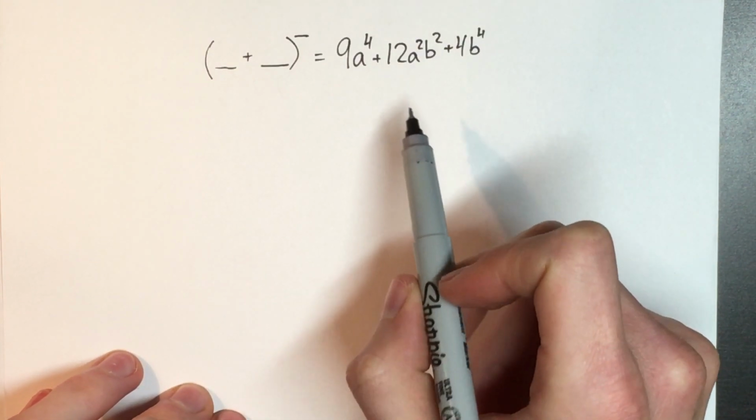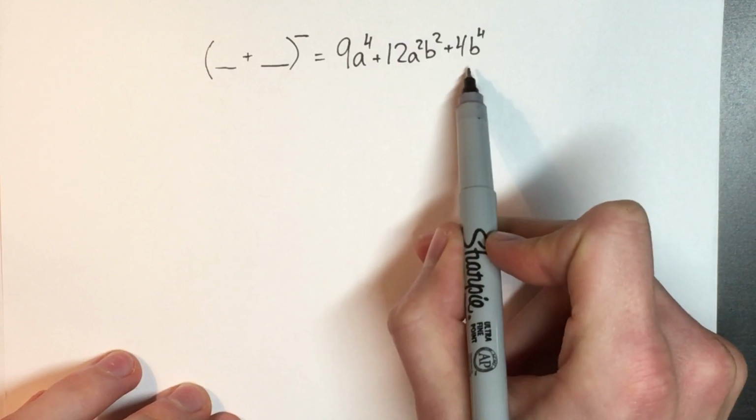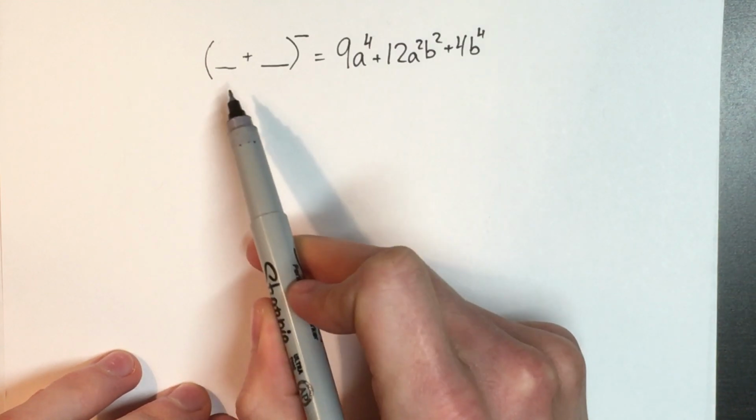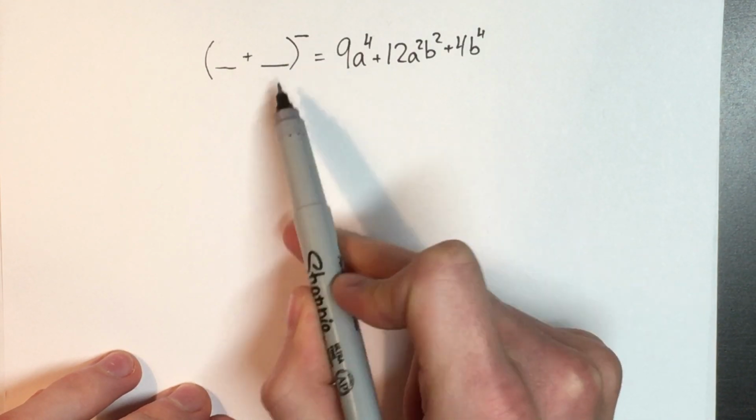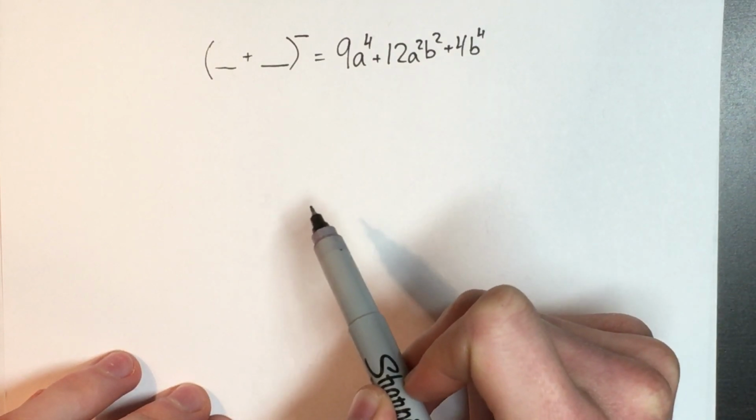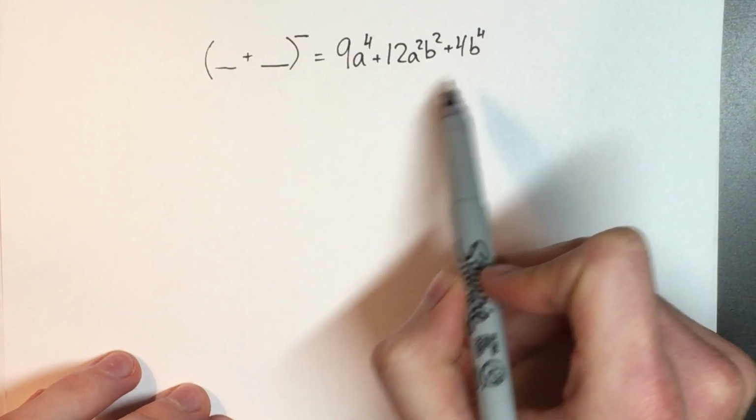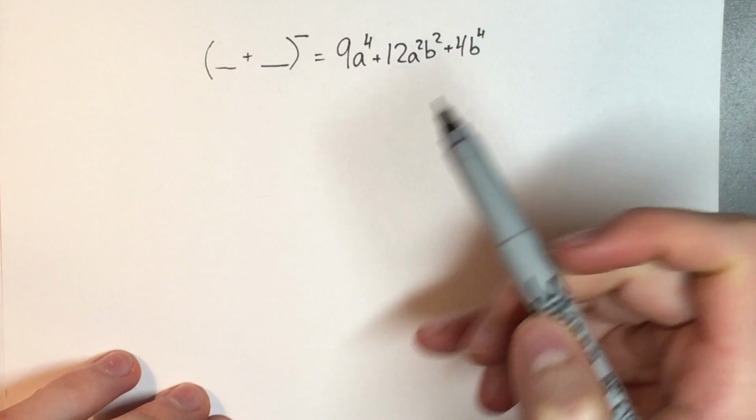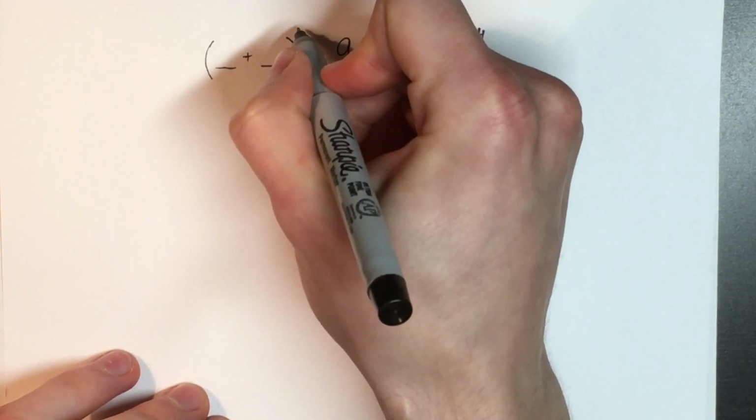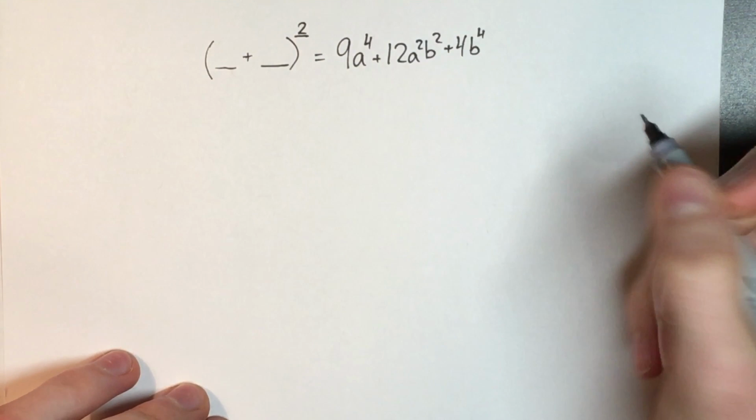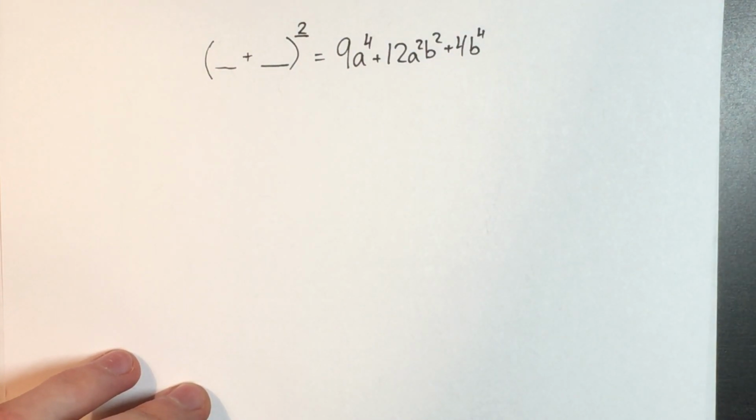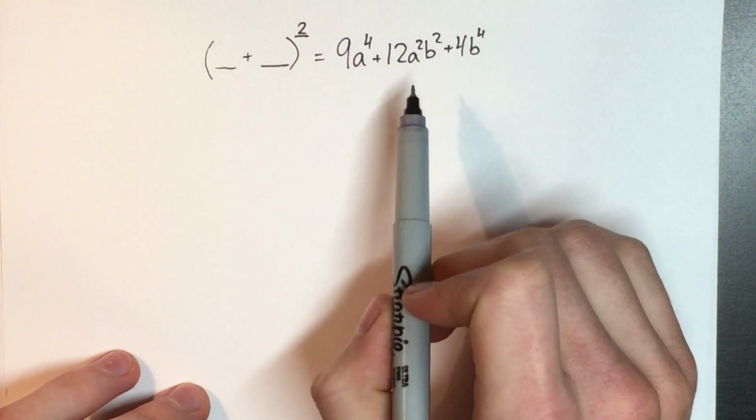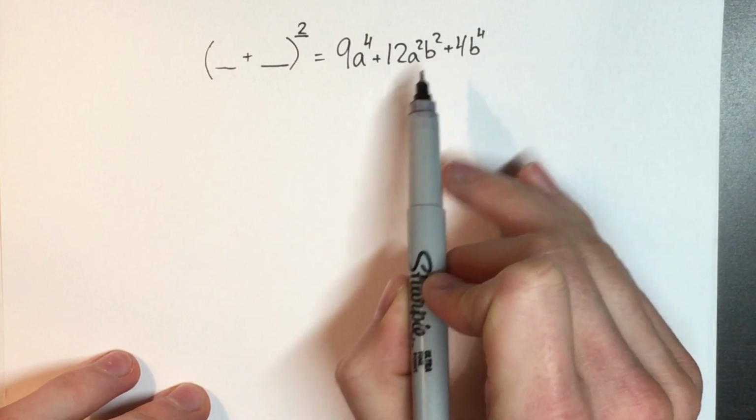Okay, so for this one, we're given this trinomial, and we want to find the binomial to what power that will give us this, right? So right off the bat, I'm looking at this, and I see that this needs to be to the power of 2. And you might ask, okay, well, how do you already know that?